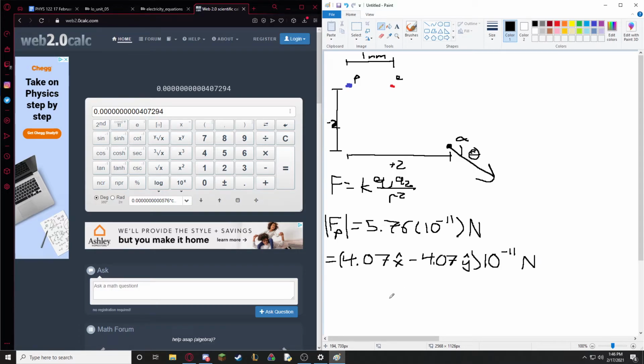So we've gotten our force due to the proton acting on our alpha particle, and we've broken it into x and y components. So now we want to calculate the exact same thing, but for the electron. So we want to calculate our force acting on the alpha particle due to our electron. Exact same process. Let's first calculate the magnitude. So, what's going to be our magnitude of the force acting on our alpha particle? Call it Fe.